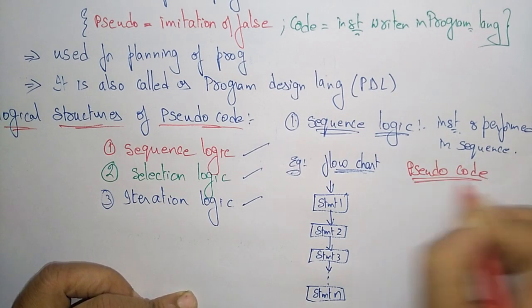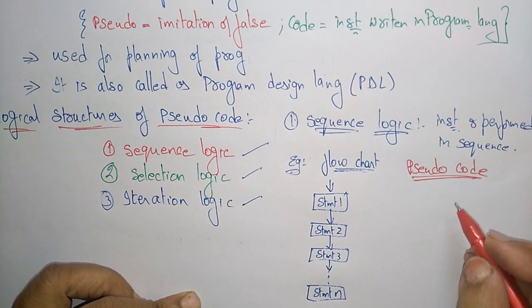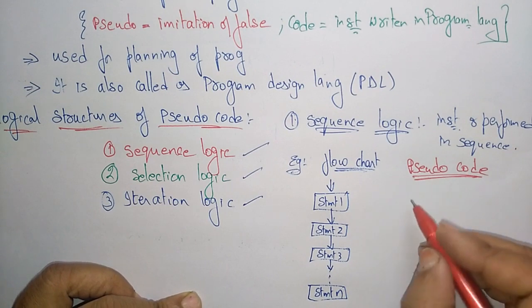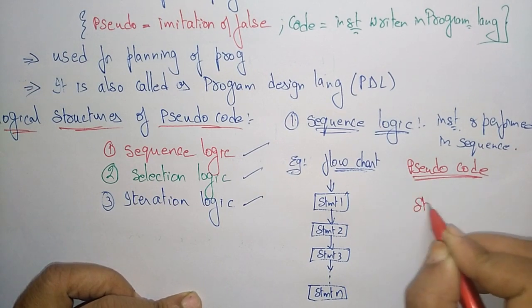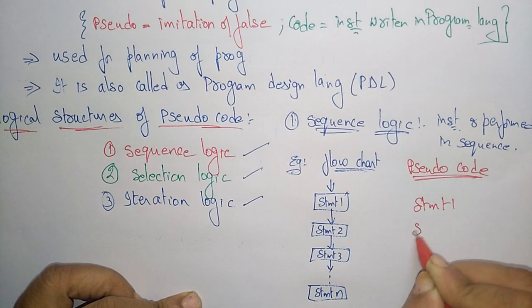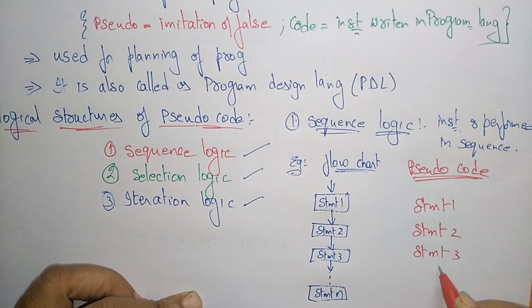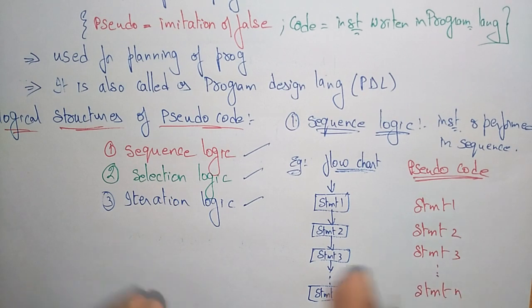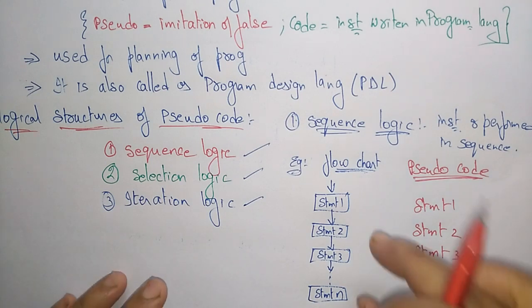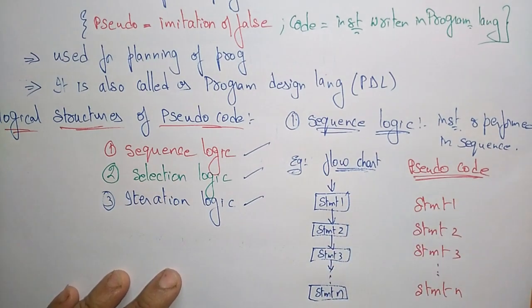So how will the pseudocode be represented in the form of sequence logic? The statements should be in the form of a sequence: statement 1, statement 2, statement 3, up to statement n. Okay, so this is the diagrammatic representation, this is the statement representation. So this is the way you have to represent the sequence logic.